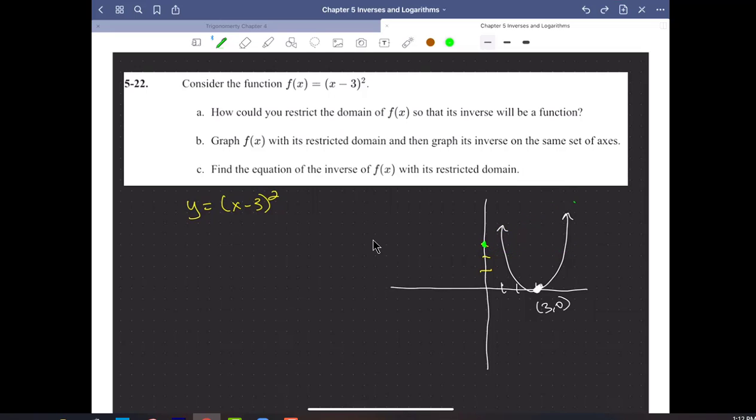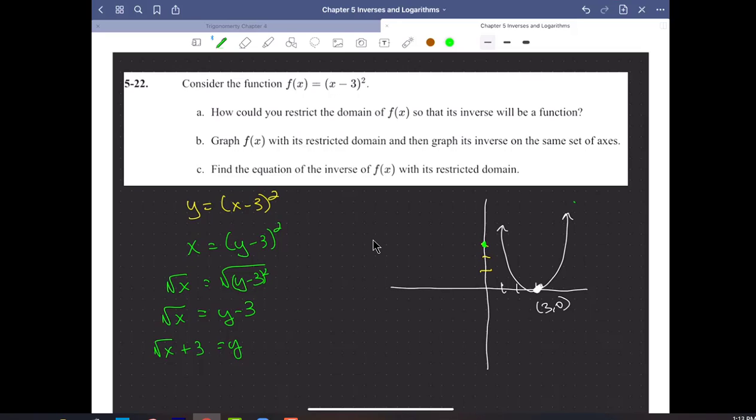If we were to solve this one algebraically and we switch our x's and y's, we get x equals y minus 3 squared. Right? And what's the first thing we got to do? Square root both sides, right? So you get the square root of x equals the square root of y minus 3 squared. So now we got the square root of x equals y minus 3. Add 3 to both sides, and we get the square root of x plus 3 equals y.